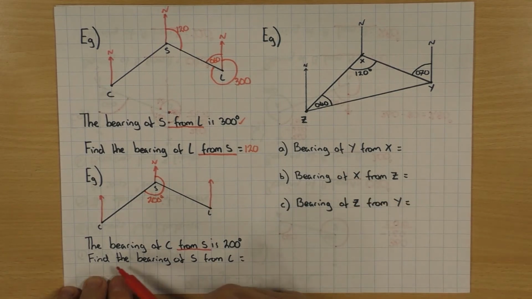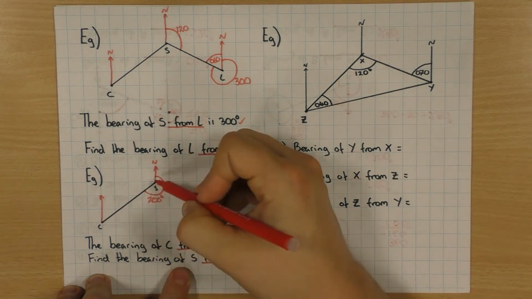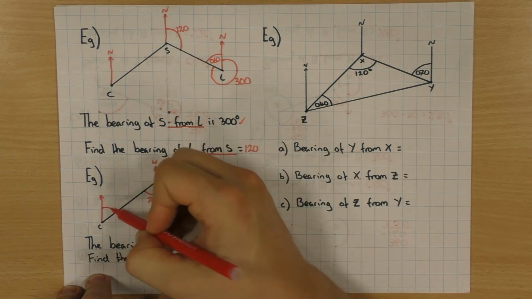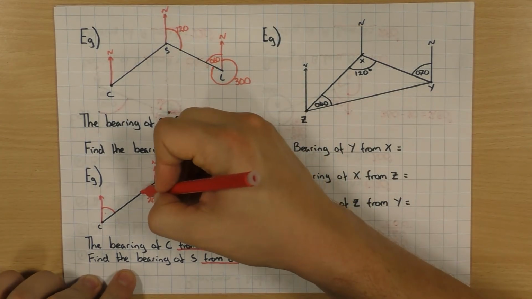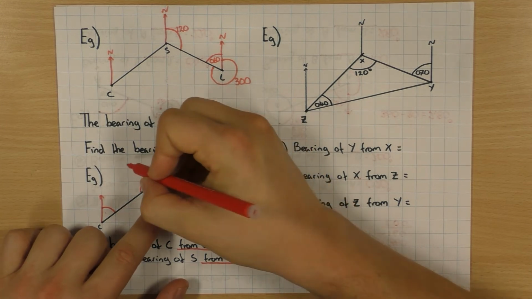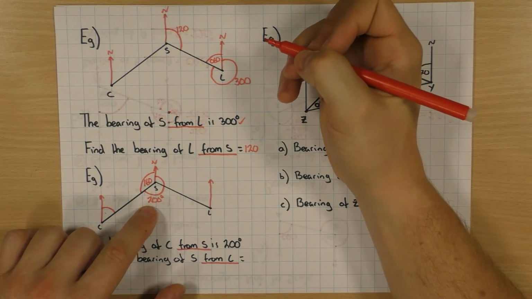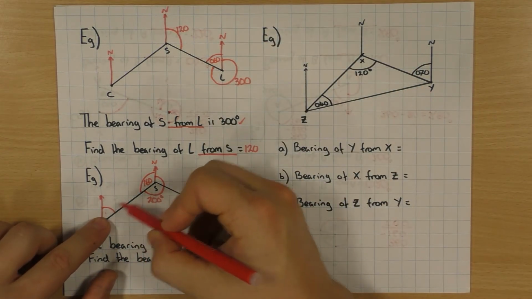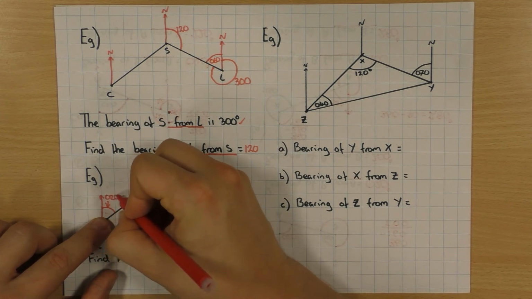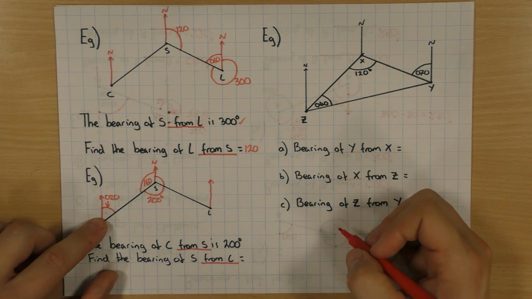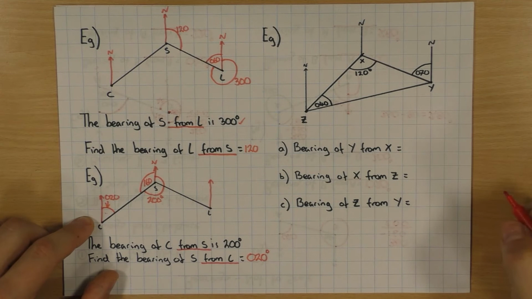The question, find the bearing of S from C. So this time I'm at C, going to S. I start at north and go clockwise. That's the angle that I'm trying to find. So again, I'm going to work out the missing one here. Well, if that's 200, to make 360, that must be 160. And using the interior rule, that one must add up to 180. So this one here must be 20 degrees. Notice again, I'm still doing 3 figures. So the bearing is 020 degrees. Okay.